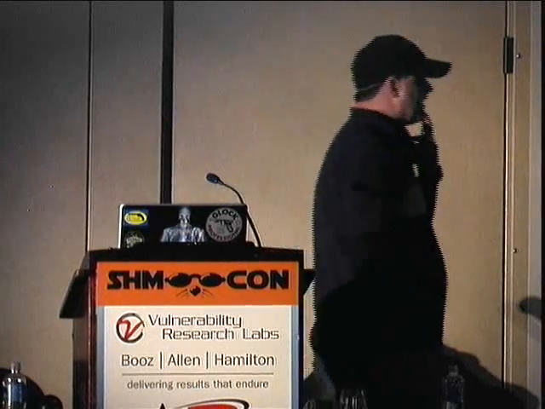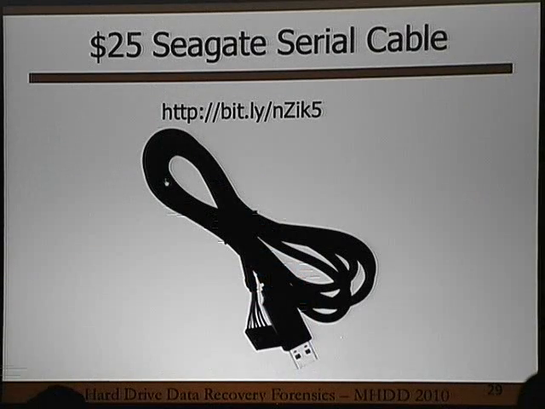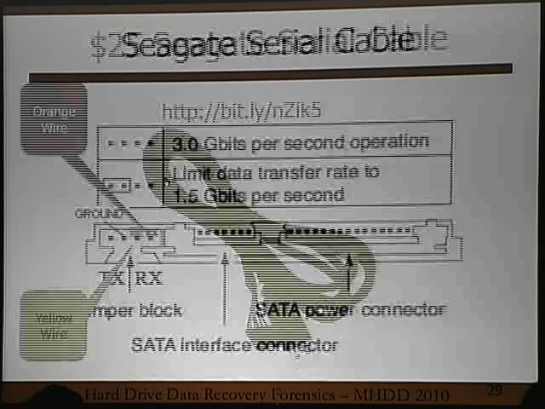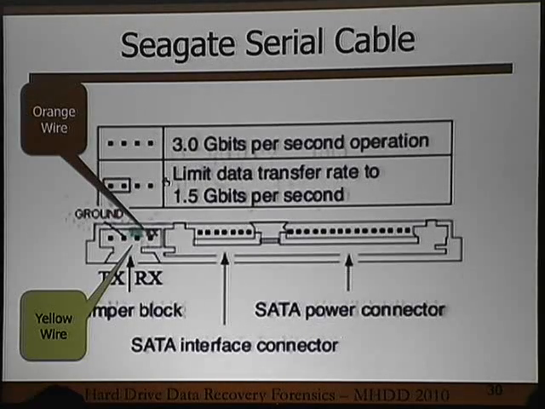You can fix this problem for $25. Here's what you do. There's a cable. I even gave you the link to the cable. Go to the website, download my slides, click on the link, go to the cable. $25. There's your $25. Then you basically have to get the firmware downloads. I have a web page that also has the firmware stuff up for the Seagate drives.